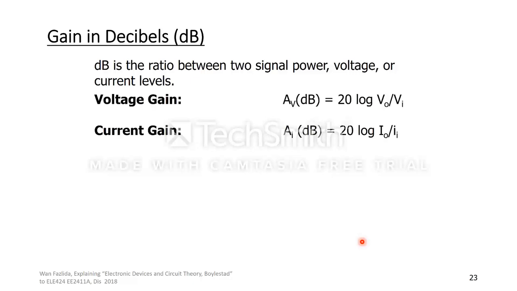If it's voltage gain, the formula is 20 log Vout over Vin. So all you need to do is just add 20 log to the voltage and current gain. Now, if it's voltage and current, the value that you multiply is 20. For the power gain, the value that you multiply is 10. There is a reason for it, but we're not going to handle it here now. There is a historical and a mathematical reason behind it.